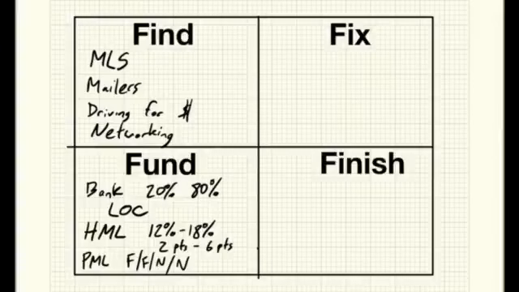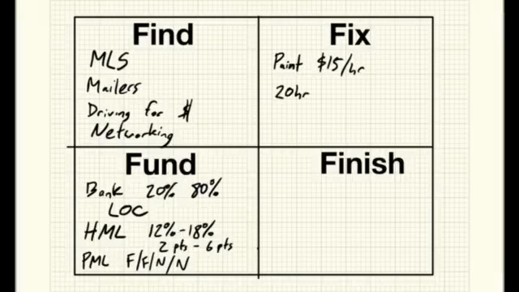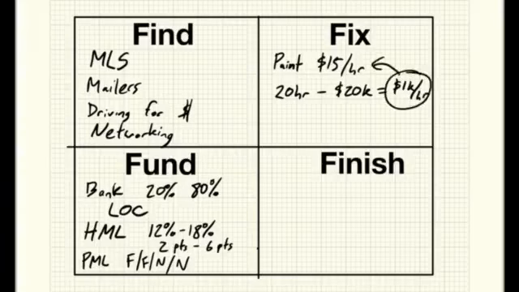Let's go into fix now. Fix is where you're going to hire a contractor, and the reason I say that is because let's say you're going to go and paint. If you're going to paint a property, you may actually be able to spend $15 an hour for somebody else to do it. Now, let's say you did a deal and the whole entire deal took only 20 hours, but that deal yielded you $20,000. That means that you made $1,000 an hour. This compared to this, it's a no-brainer.